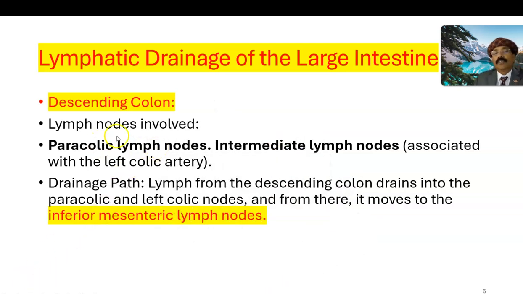So here again, descending colon lymph nodes involve paracolic lymph nodes and intermediate lymph nodes associated with the left colic artery. Lymph from the descending colon drains into the paracolic and left colic nodes, and from there it moves to the inferior mesenteric lymph nodes.